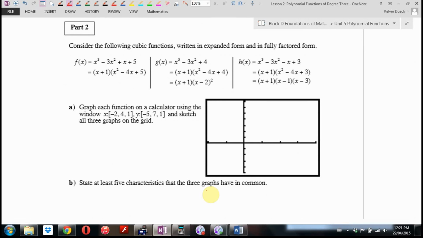What else? Consider the following cubic functions written in expanded form and in fully factored form. First of all, how do you factor an x cubed? There is a way to do it by hand. Your graphing calculator, I don't think, has it built in, but put your pencils down. I'm going to show you how.